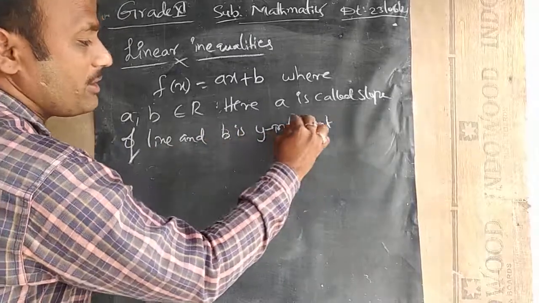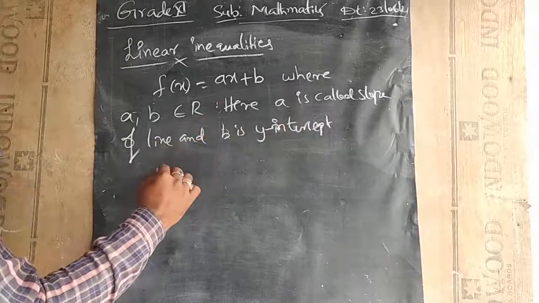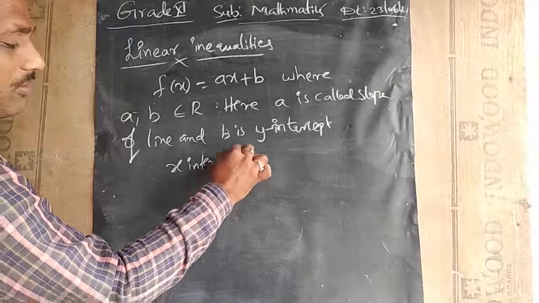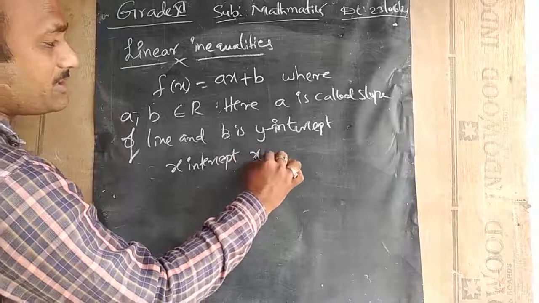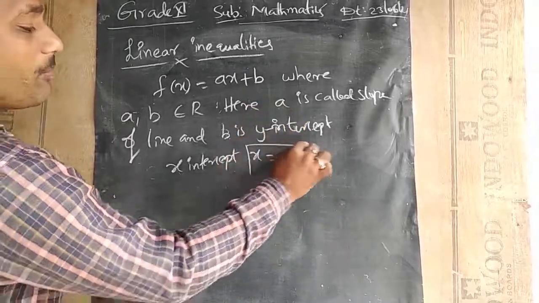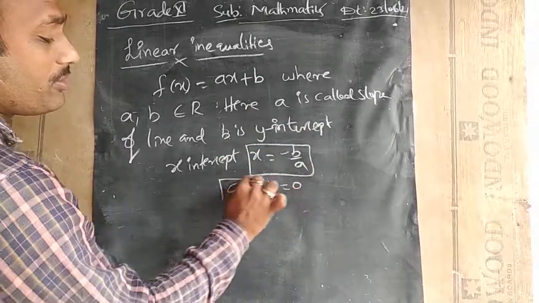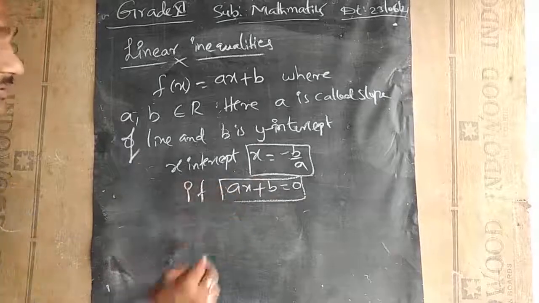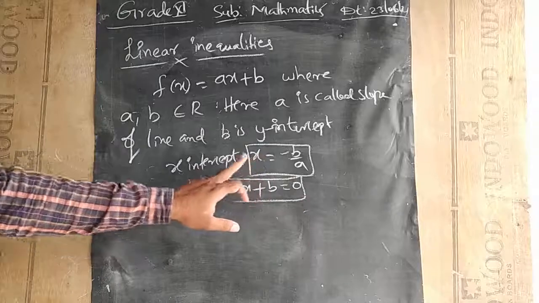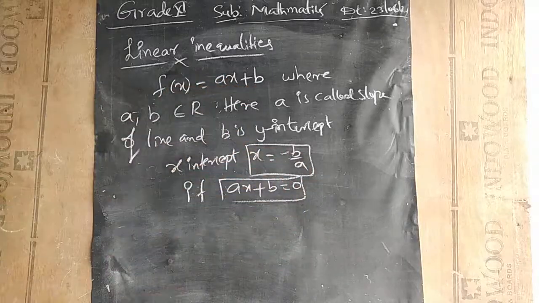So we can write the x-intercept as x = -b/a. We obtain this formula when ax + b is 0. If the linear equation is equal to 0, then obviously x is -b/a, where a is the slope and b is the y-intercept.